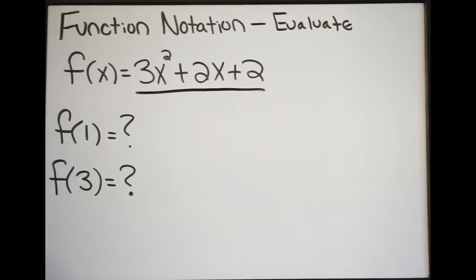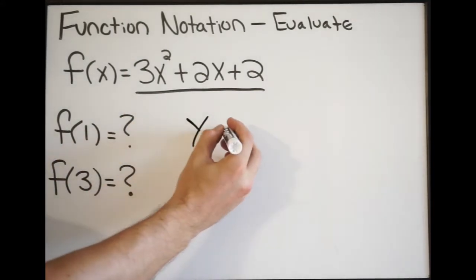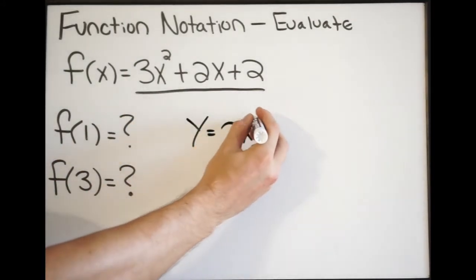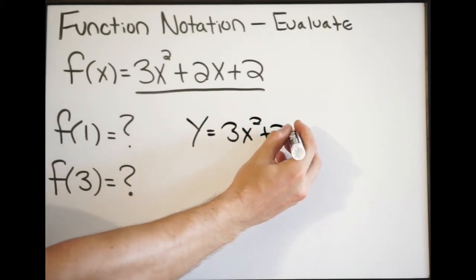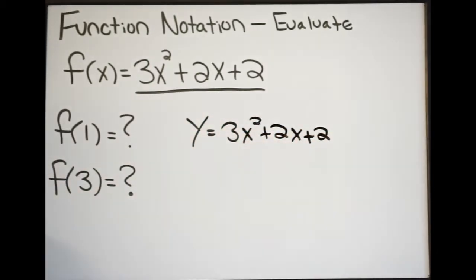So rather than writing it like this, y equals 3x squared plus 2x plus 2, we write it as f of x, or again, you could write g of x, a of x, b of x, to identify that we are in fact dealing with a function. So when I see it written like this in function notation, I know that the polynomial is in fact a function. Okay? So let's get into evaluating.